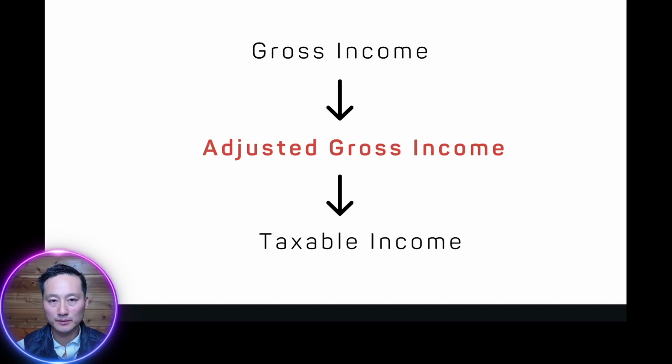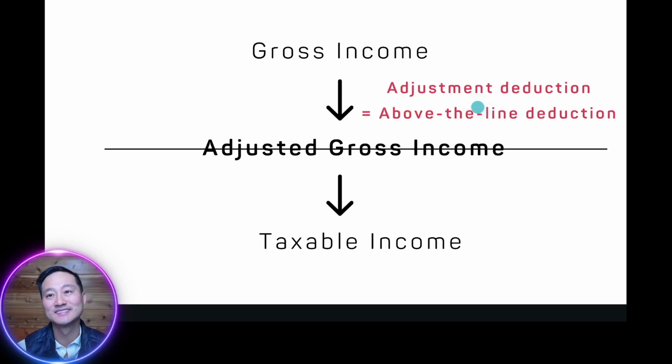Adjusted gross income is also called AGI for easy communication. As you can see, gross income becomes adjusted gross income, but not magically. There's some transformation that happened right here. Guess what that transformation is? If you guessed adjustment, you're correct. It's also called adjustment deduction. Its nickname is above the line deduction, and you're going to see that term a lot.